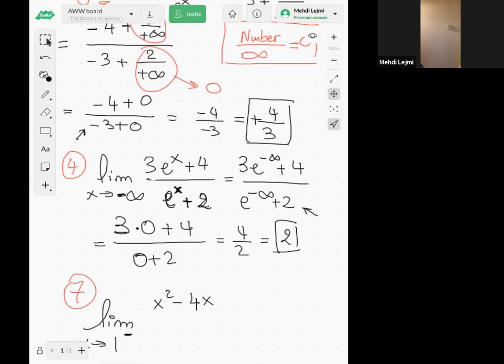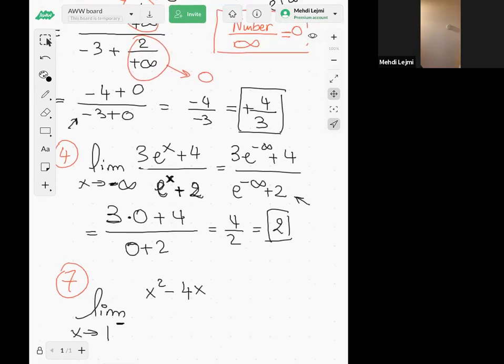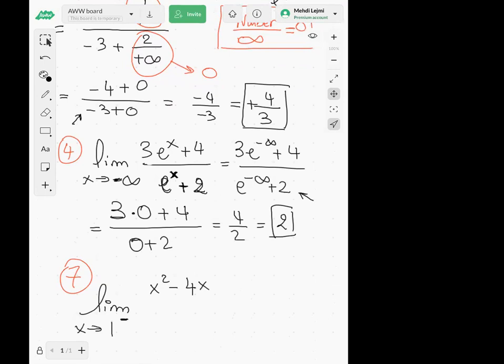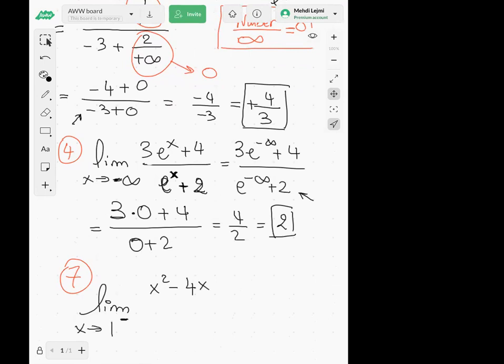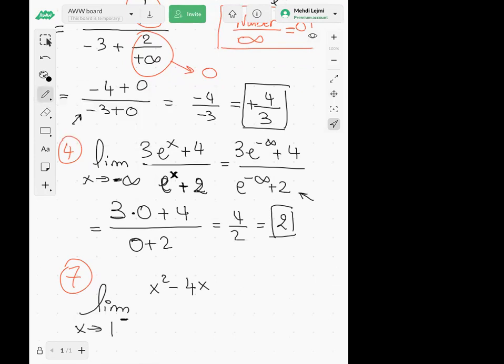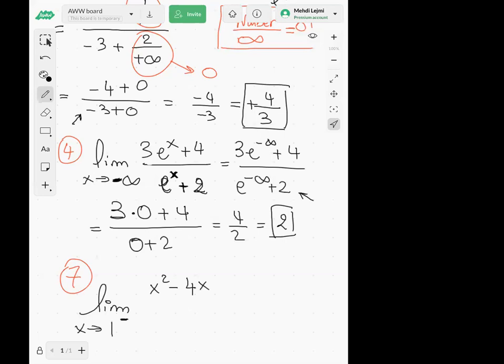I got something different. What do you mean by different? You mean a different answer? That's not possible. What was your answer? 3. I see my mistake. I did x going to positive infinity. Yeah, that's why I was saying to be careful with the exponential, because if there's a minus, then it's negative infinity, or a mistake. It's all right.